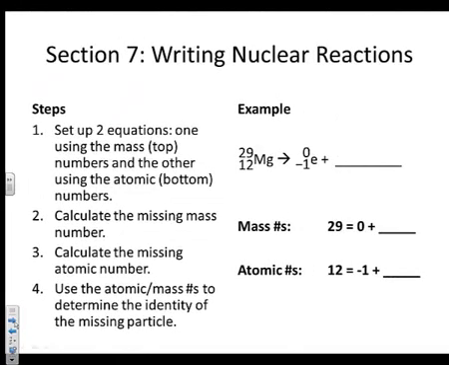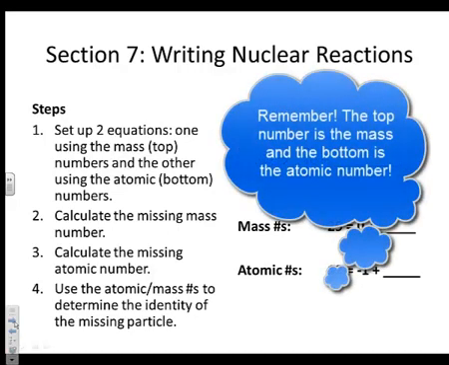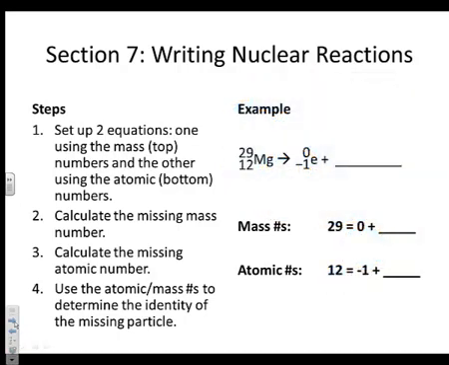All right, so now we need to get into actually writing a nuclear reaction. So we've talked about the different types of decay. Now we need to see what that actual reaction is going to look like. All right. So here's the basic steps. We want to set up two equations, one using the mass and the other using the atomic number. Calculate the missing mass number, calculate the missing atomic number, and then use the atomic and mass numbers to determine the identity of our missing particle.